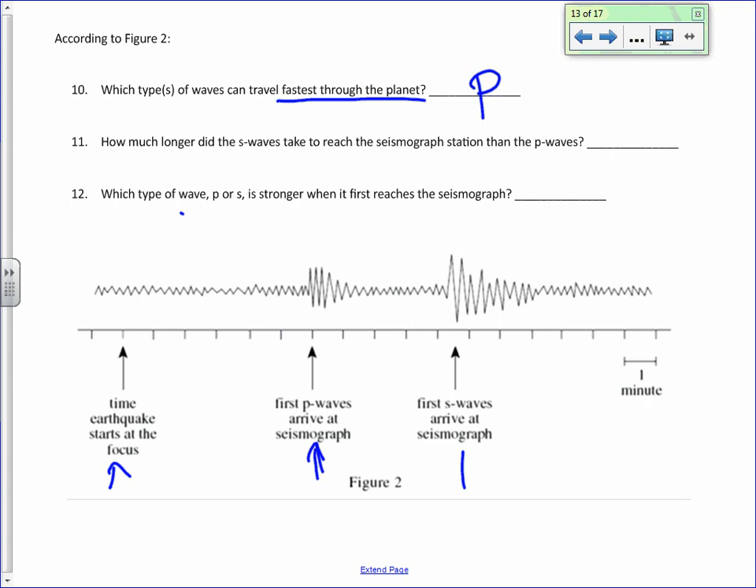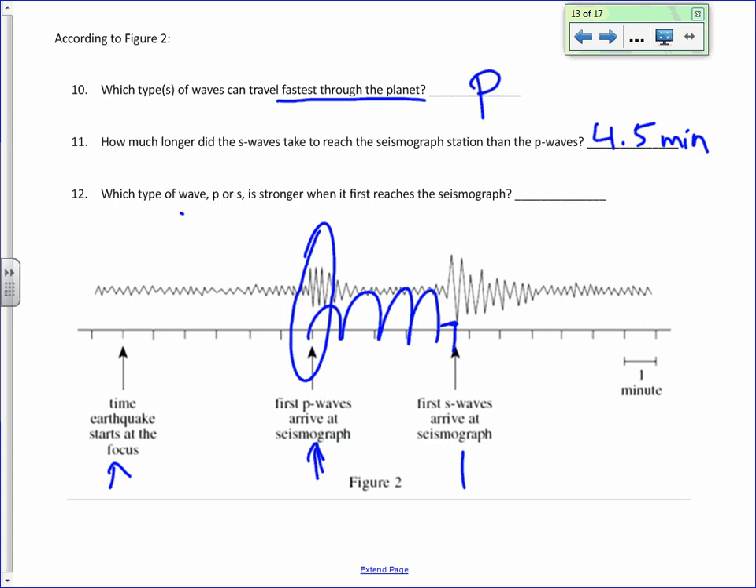How much longer did the S waves take to reach the seismograph station than the P waves? I said 4.5 seconds. You'd get 4.5 minutes, because we start at the first few waves, and then we count the 2, 3, 4. And you notice this one is about halfway through. So it'd be about 4.5 minutes. Don't forget your units. Units. The last one, number 12.